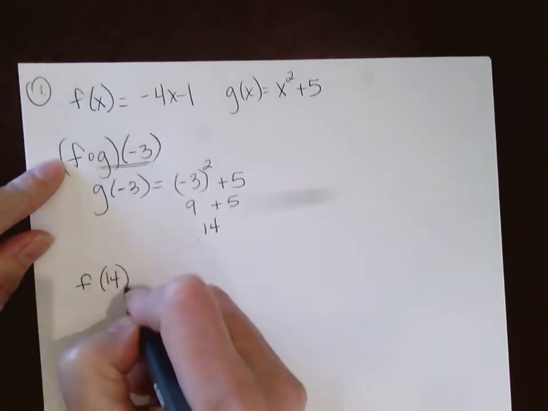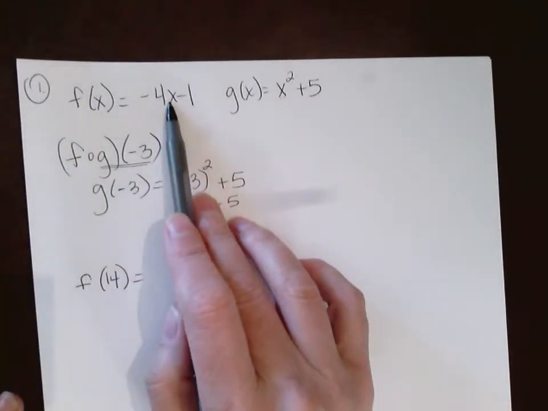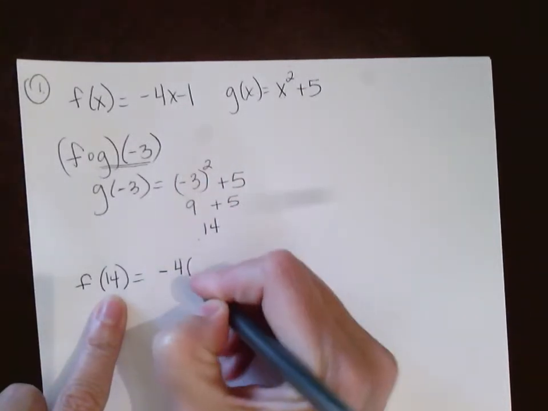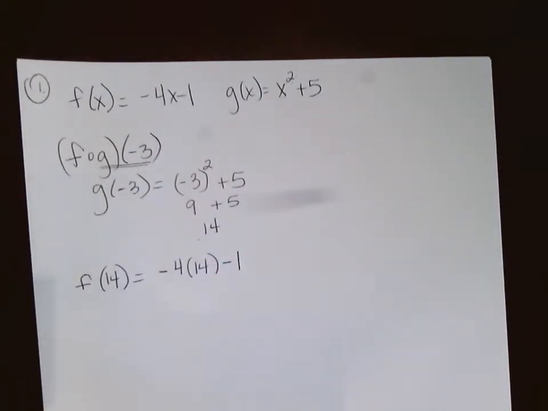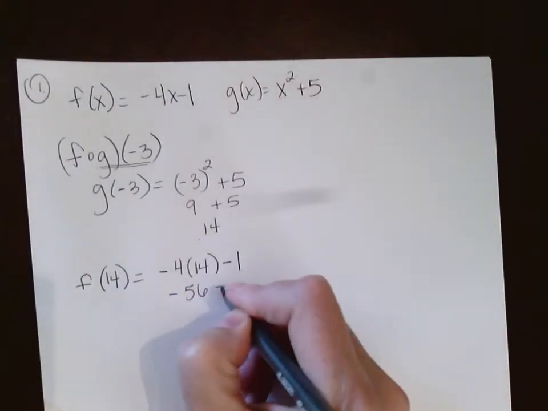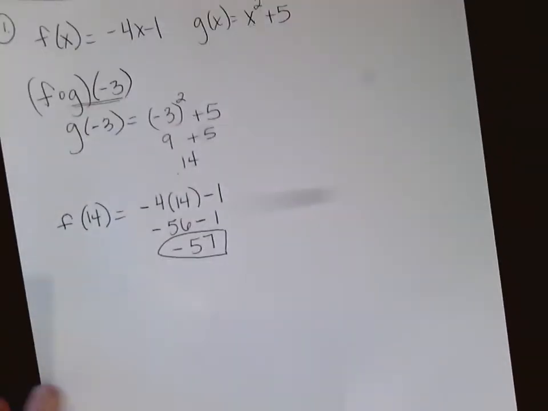So I'm finding f of 14, which means go to your f function this time and replace the x with the 14. So you'll have negative 4 times 14 minus 1. Well, negative 4 times 14 gives you negative 56. Bring down the minus 1 to get negative 57. So f of g of negative 3 is negative 57.